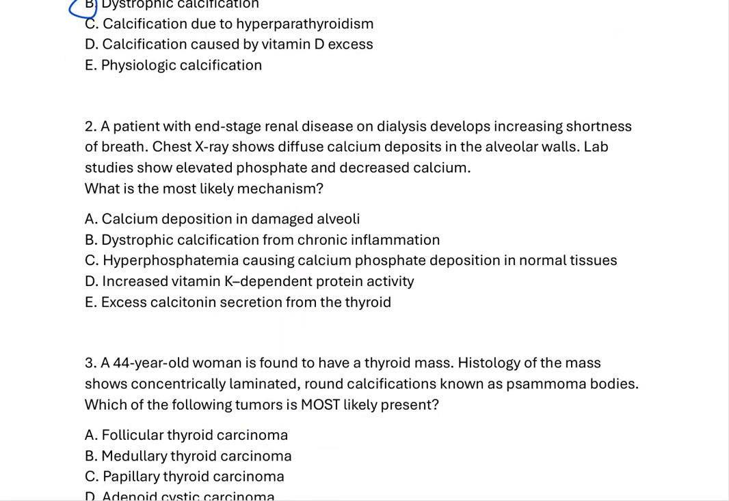Moving on to the next one. A patient with end-stage renal disease on dialysis. And what do we mention about end-stage renal disease? It can lead to hyperphosphatemia, right? So those patients who have increased phosphates develop increasing shortness of breath. Chest X-ray shows diffuse calcium deposits in the alveolar walls. Lab studies show elevated phosphate and decreased calcium. What is the most likely mechanism?